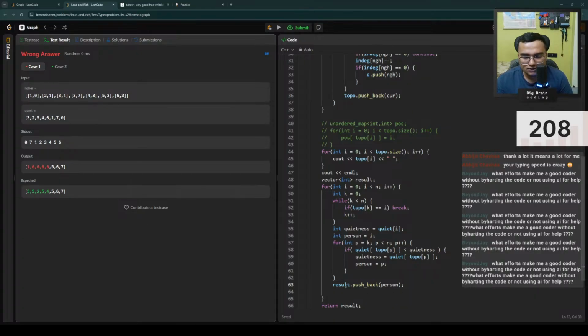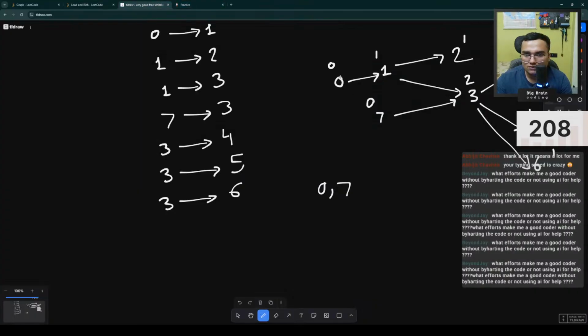But why is this thing not working here? 166, why only the last 3? 0, 7, 1, 2, 3, 4, 5, 6. Does it comply with my 0, 7, 1, 2, 3, 4, 5, 6? Correct.